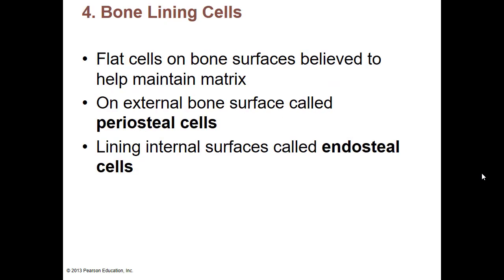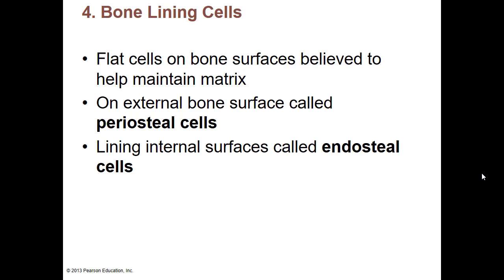Bone lining cells, they are flattened cells. I've got a picture. They're little flattened cells found on bone surfaces. That's why they're called bone lining cells. On the outside of the bone, they're called periosteal cells. Again, peri means around, found out in more of the periosteum area. And they're also found on the internal surface, called endosteal cells.